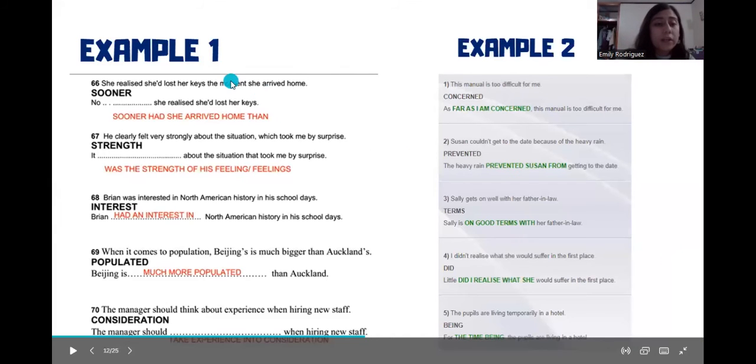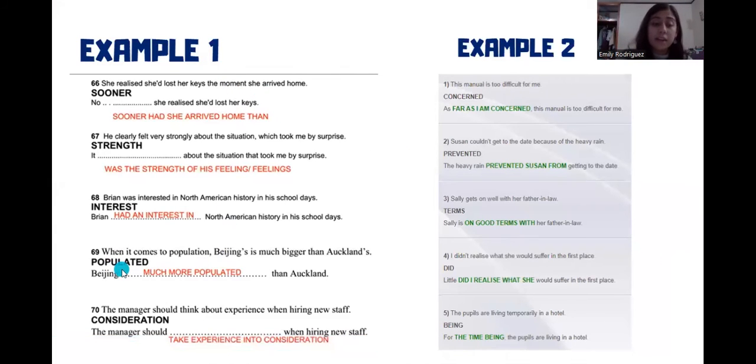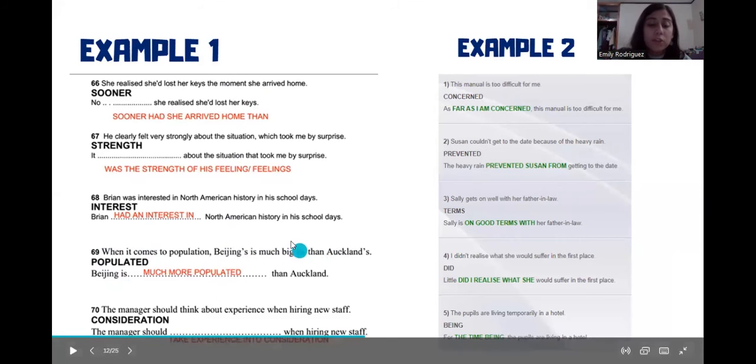In example number 1, let's see here, we have the example 69. When it comes to population, Beijing is much bigger than Outland. So here the root word is populated, or the stem word. So Beijing is much more populated. Why? Populated, we maintain the word. Also bigger, we change it into much more to maintain the comparative form.